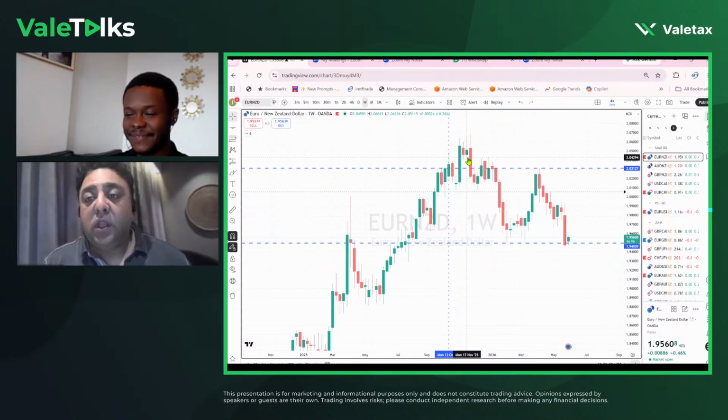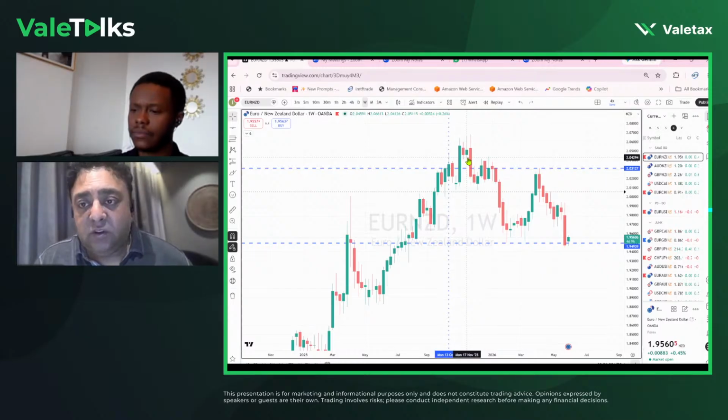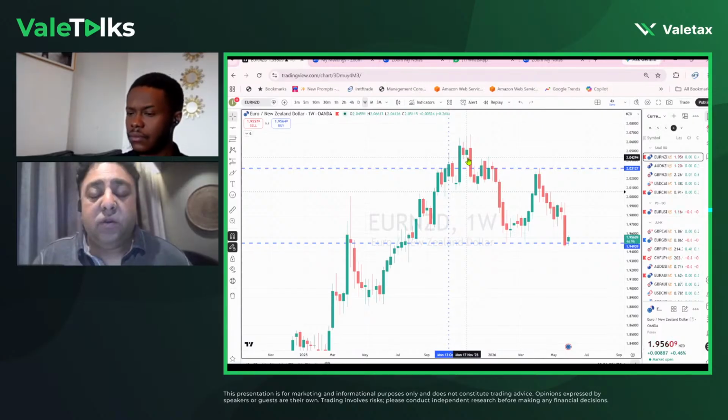Second is ignoring liquidity levels, right? Seeing liquidity levels, looking at the spreads, right? Looking at the spreads will give you a very good idea. If the spreads are huge, what's the point of you trading it? It doesn't make sense. There's something going on, right?